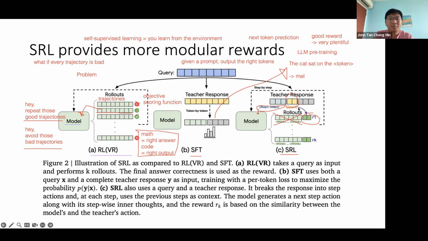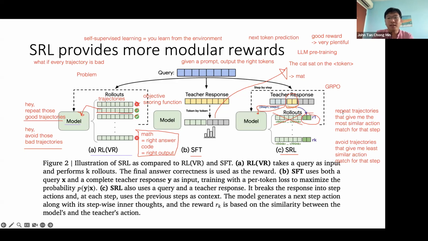In the case of this paper, the similarity is by token subsequence count, like how similar are the subsequences. So based on this reward, I can then do my GRPO. They also use GRPO for this. I do my GRPO and say, hey, repeat trajectories that give me the most similar action match for that step, and avoid trajectories that give me the least similar action match for that step.